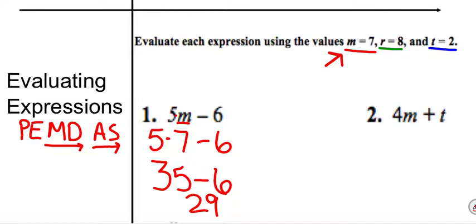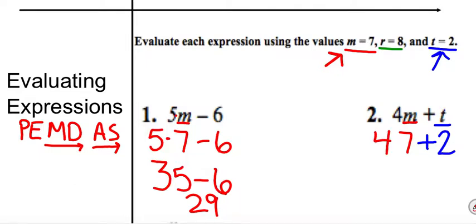Let's look at the next problem. In the next problem, I have two different variables. I have m, which we just used in the last problem expression, and I also have t. I know that t is 2 because I was told already that t equals 2, so I'm going to put the 2 in for the t. I'm going to drop down that plus sign that's in front of it. I know that this m right here is 7 because we did that already, and that this 4 is going to be in front of it.